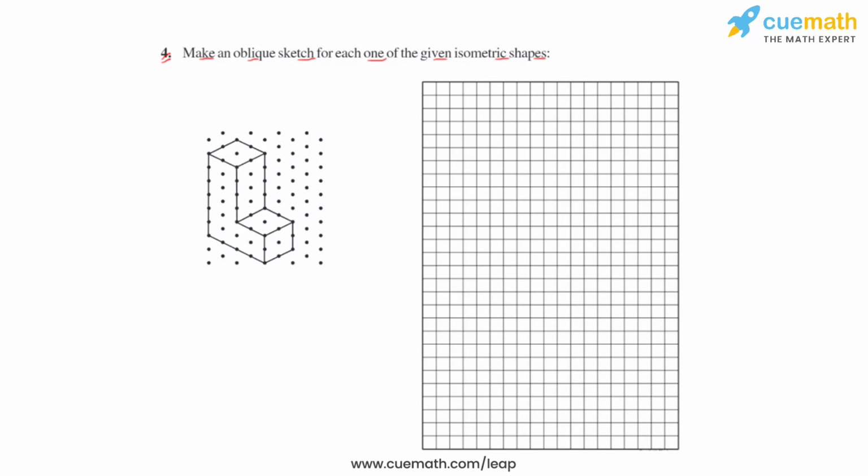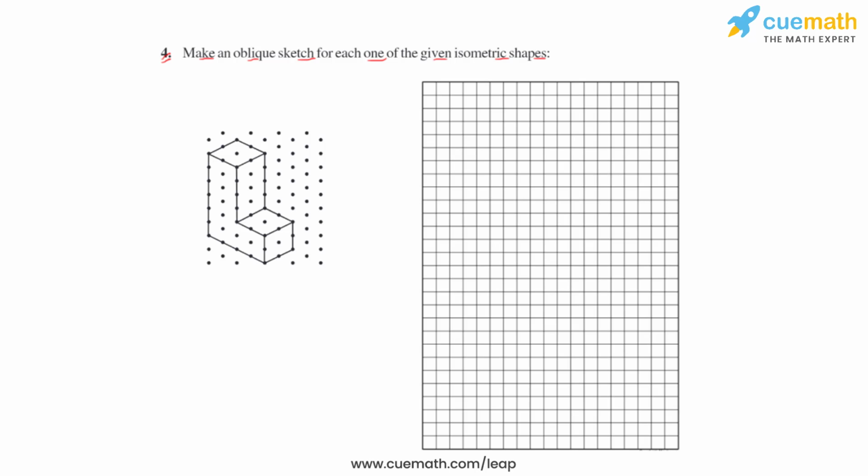So in question number 4 of the second exercise, we have been given a few isometric shapes and we'll have to make an oblique sketch for each one of the given isometric shapes. Now let us have the first shape on the canvas.